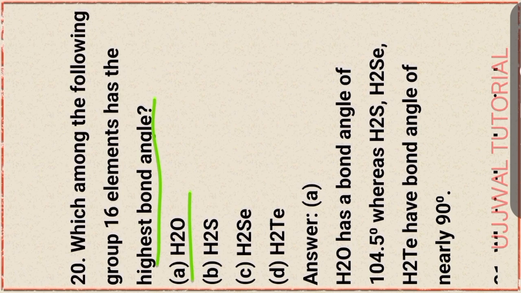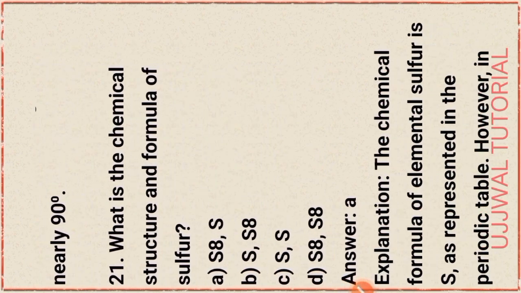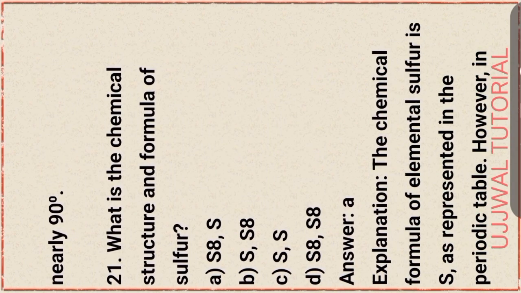To explain, H2O water has a bond angle of 104.5 degrees, whereas H2S, H2Se, H2Te have bond angles of nearly 90 degrees. Okay. Next question, question number 21. Okay. What is the chemical structure and formula of sulfur? Option A, that is S8 and S.